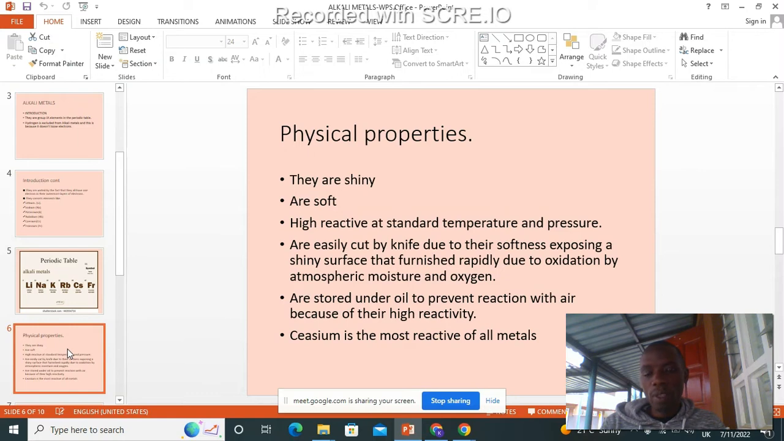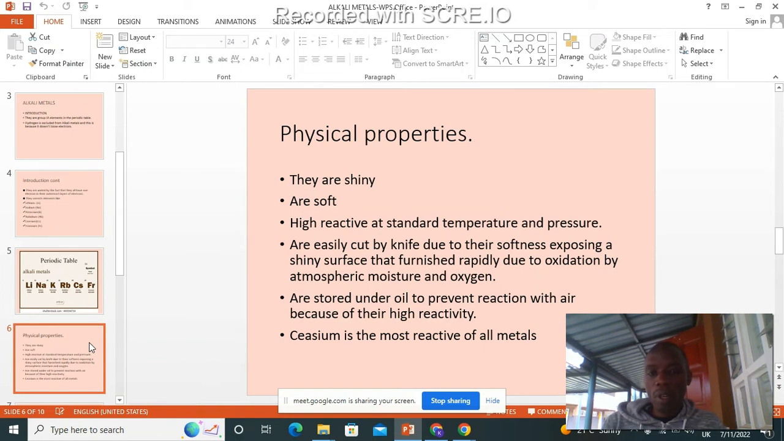These group 1 elements, we say they are shiny. When you look at them, they seem to be very shiny. They are soft. We can also say that they are reactive at standard temperature and pressure. They are easily cut by a knife due to their softness. Also, after being cut, when you expose them to air, they tarnish, forming a layer that is due to oxidation.